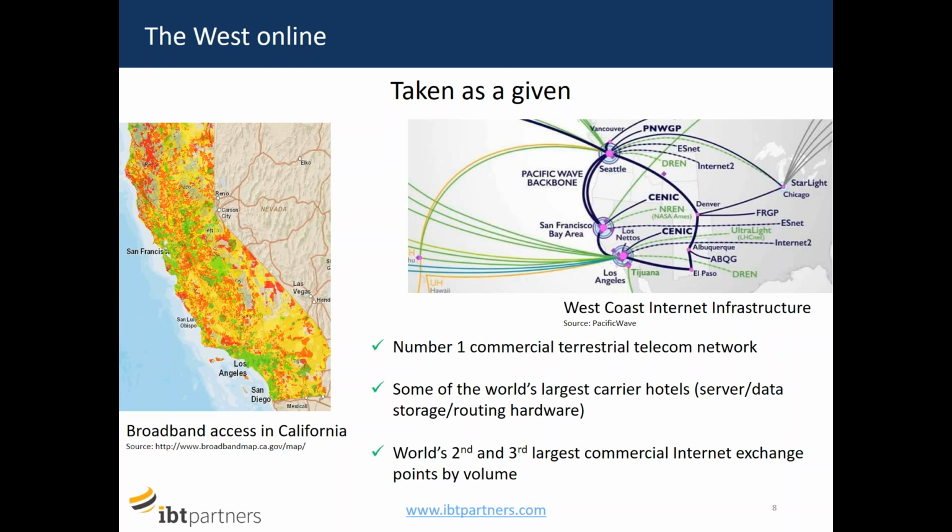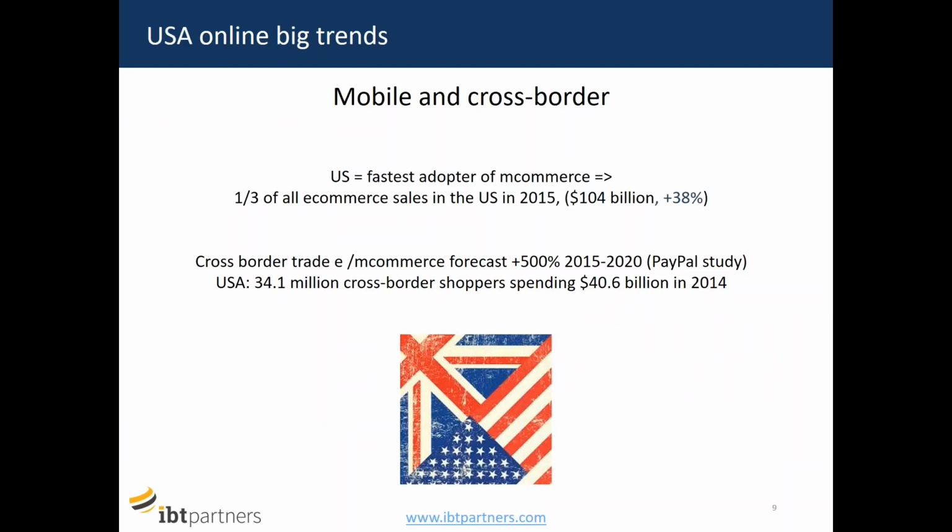Some of the largest, again, these large carrier hotels, these data centers, and commercial terrestrial telecom networks. Again, perfect for a lot of the e-commerce. Some of the major trends we're seeing in the U.S. at the moment online, obviously it's mobile, and I also want to add it's cross-border.